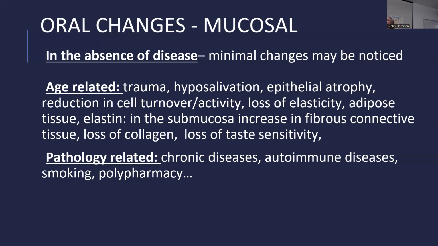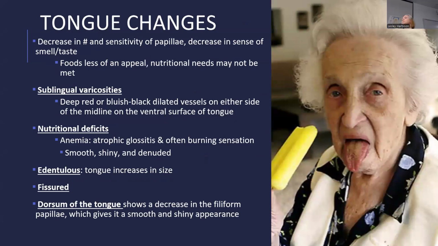Kind of look at what you're working with before you start going in there and pulling things this way and that. Loss of collagen, loss of taste sensitivity. So there are some of these changes, and some people have this more than others. The pathology, of course, if they have chronic disease, autoimmune disease, if they smoke, if they have lots of medications, polypharmacy, all of that is going to increase any of that you would see.